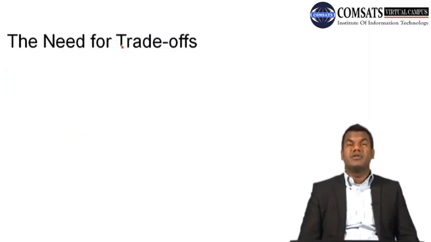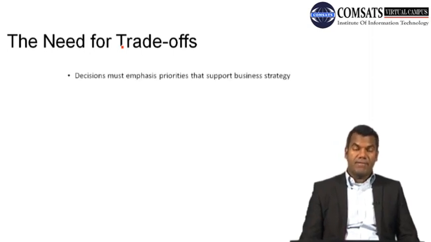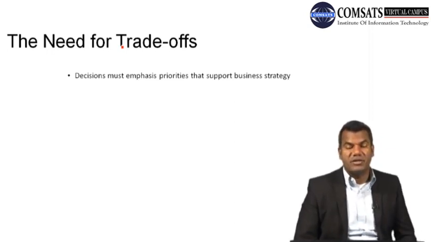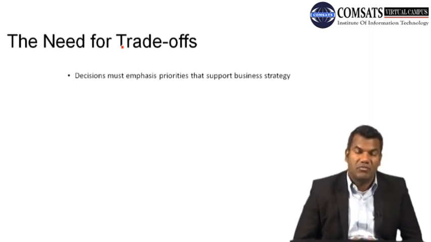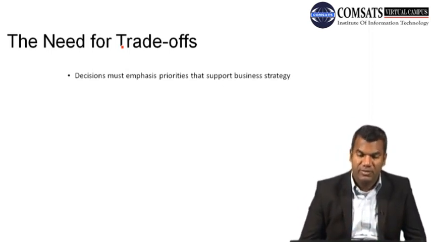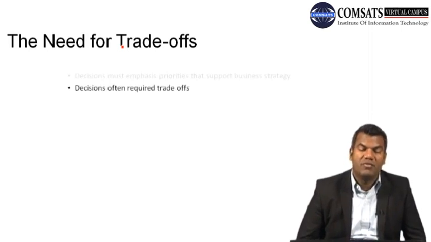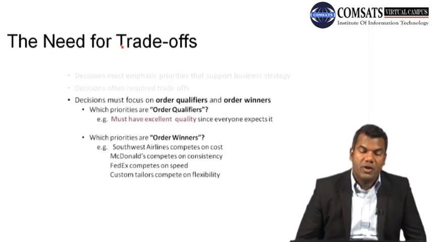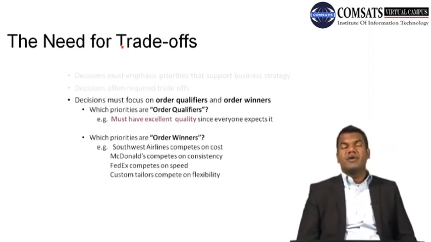Now, the need of trade-offs. If you remember the definition, it said, does it have any trade-offs or not? Decisions must emphasize priorities that support business strategy. Yani jo bhi decision aapne lena hai, it should be geared towards your business strategy. Number two, decisions often require trade-offs. We know that. Now, which priorities are order qualifier and order winner? Order qualifier aur order winner mein kya farak hota hai? That is basic in your operations management concept.